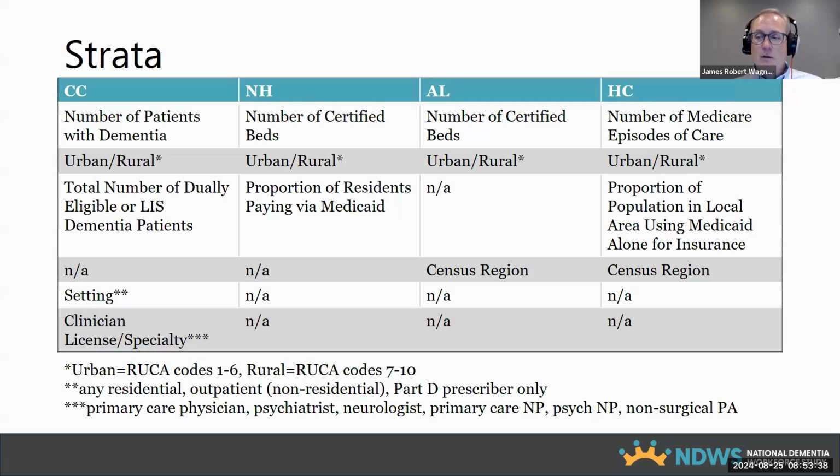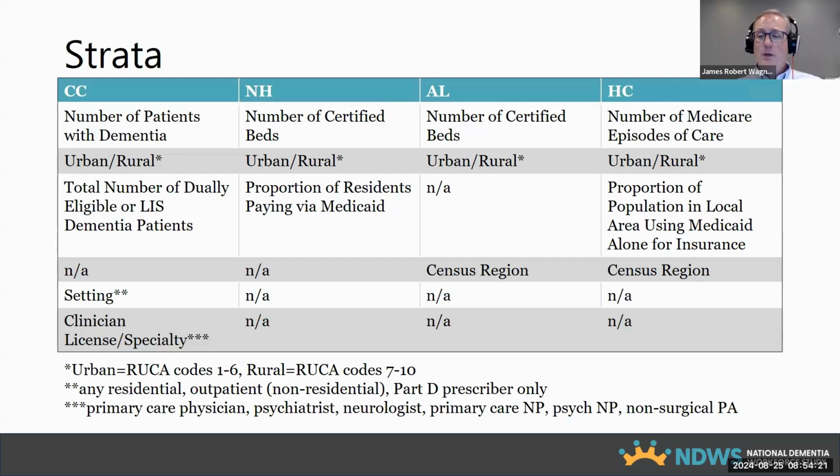One of the dimensions of underservice for people living with dementia is in rural areas, and so we've created separate strata for urban and rural in each of the surveys. And then the third row are also indicators of being underserved. In the community clinician survey, we use the total number of dually eligible or LIS dementia patients associated with that clinician. For the nursing homes, we have the proportion of residents who are paying via Medicaid. And for home care agencies, we have the proportion of the population in the local area using Medicaid alone for insurance. So we have those variables available for stratification.